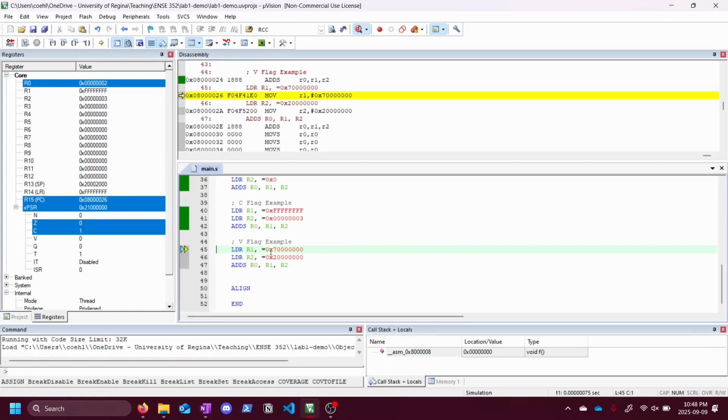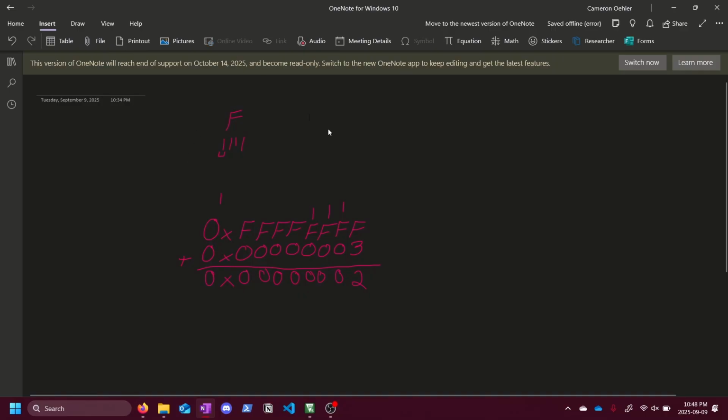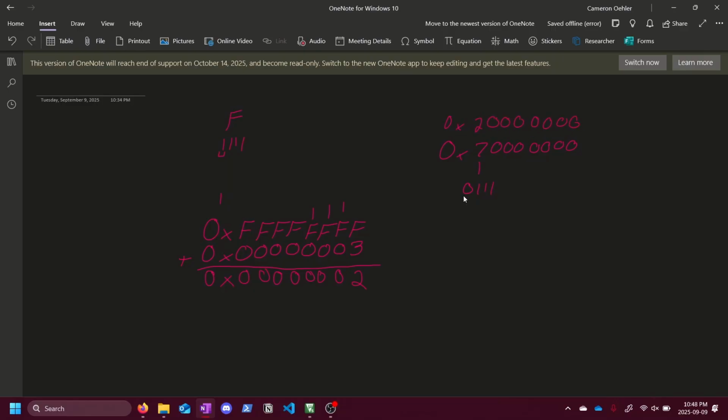So if we look at this first number that we're loading in here, that was 0x7000000. So in binary, this 7 is going to look like 0, 1, 1, 1, right? So that uppermost bit is currently a 0. It's not set. The number is positive. And we're adding to it 0x2000000.